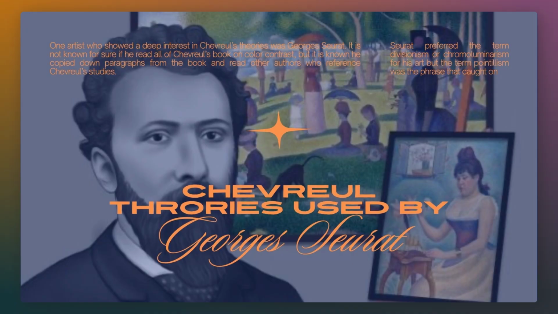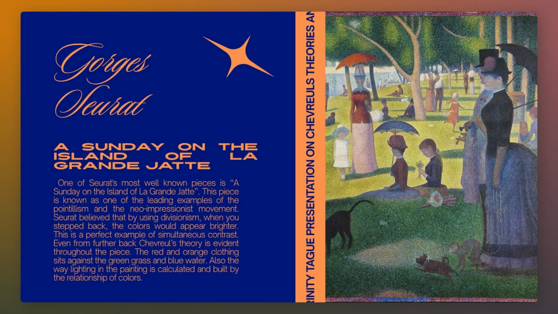While Impressionist art before him was often built on feeling and quick fleeting moments, Seurat's work was all about rules and was something calculated. He took the idea of capturing a moment in time, and instead of feeling it, he turned it into a formula. One of Seurat's most well-known pieces is A Sunday on La Grande Jatte. This piece is known as one of the leading examples of pointillism and the neo-impressionist movement.